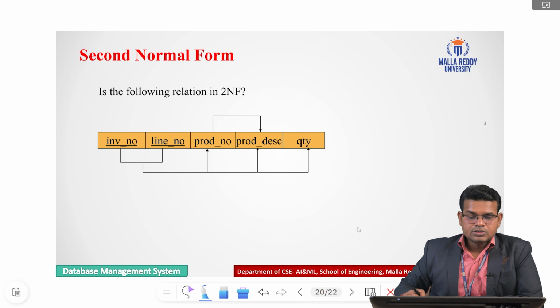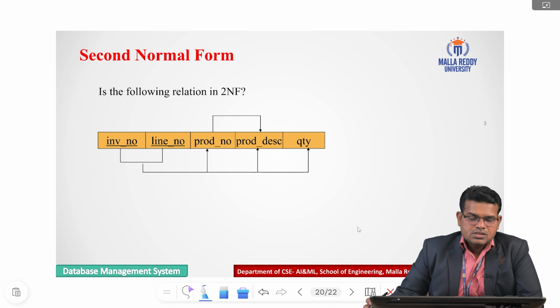Coming to another example, just for you to guess: is the following relation in 2NF? The attributes are inventory number, line number, product description and quantity. These are the attributes of another table.